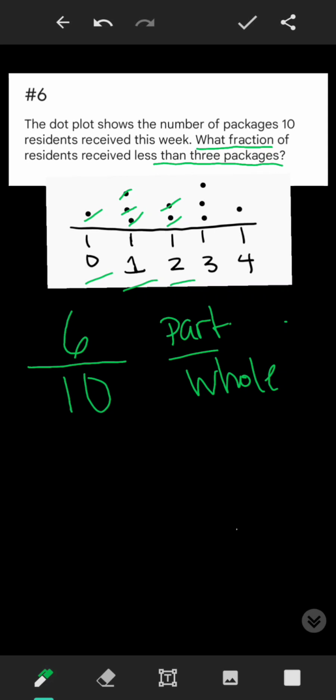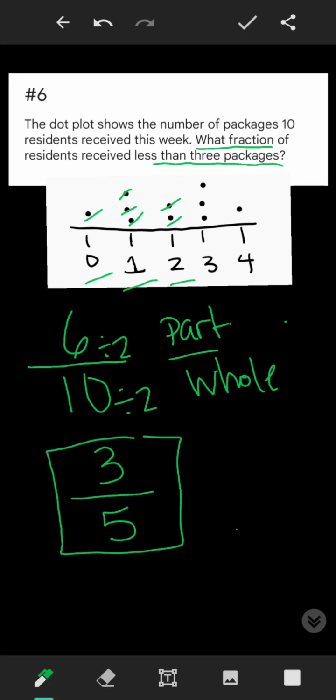Now, if you don't see this answer, that means they want you to simplify. And we always reduce by whatever factor they have in common. So both of these can be simplified, or divided by 2. When I do 6 divided by 2, I get 3. 10 divided by 2 gives me 5. So 3/5 of the residents received less than 3 packages that week.